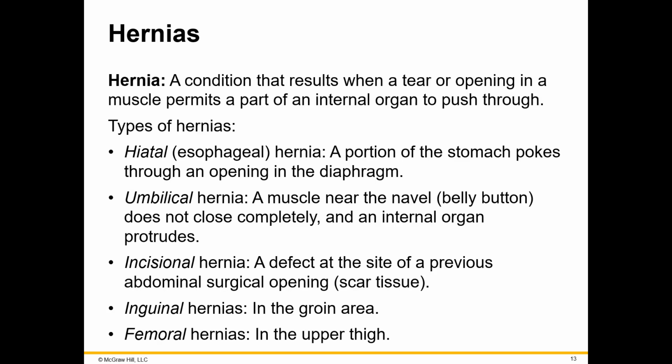Hernias. A condition that results when a tear or opening in a muscle permits a part of the internal organ to push through. Types of hernias. Hiatal or esophageal hernias. A portion of the stomach pokes through an opening in the diaphragm. Umbilical hernia. A muscle near the navel, also known as the belly button, does not close completely and the internal organ protrudes.